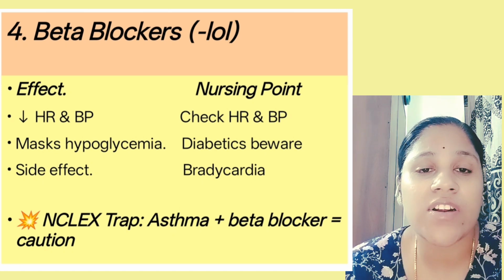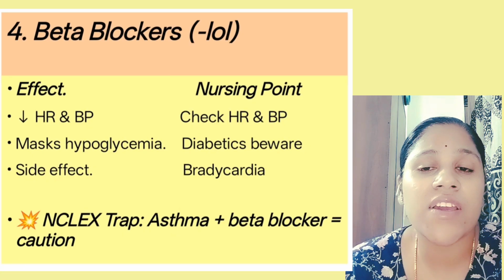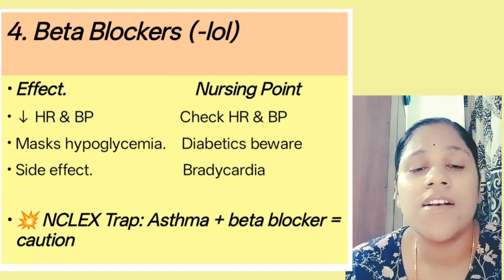And the main side effect of beta blockers is bradycardia. So the heart rate has to be monitored, and any signs and symptoms of bradycardia have to be reported and we have to withhold the drug. The NCLEX trap here is the patient having asthma while we are giving a beta blocker. We need to exercise caution, and we should never give this beta blocker to a patient who has asthma because this drug might exacerbate the asthma condition.